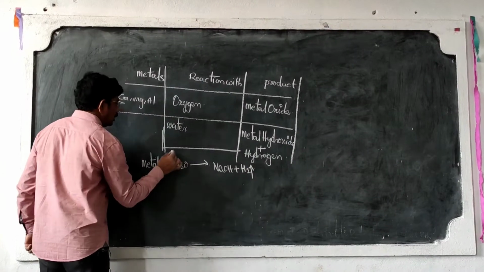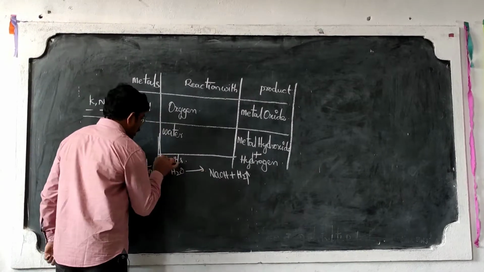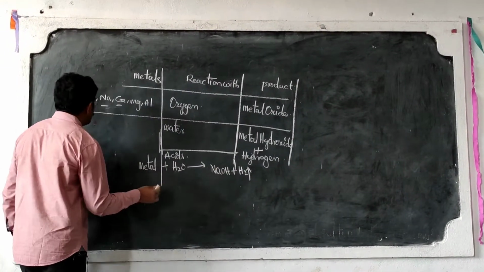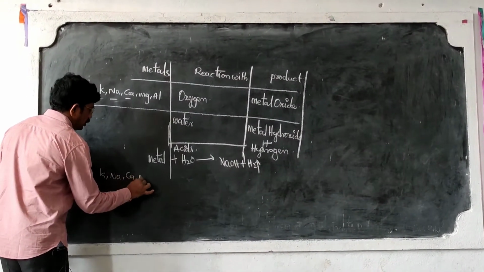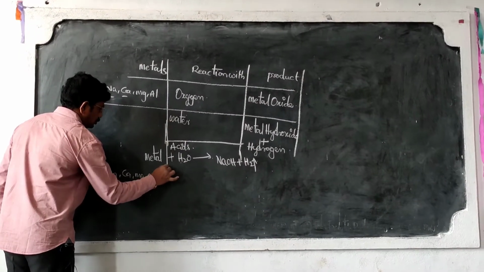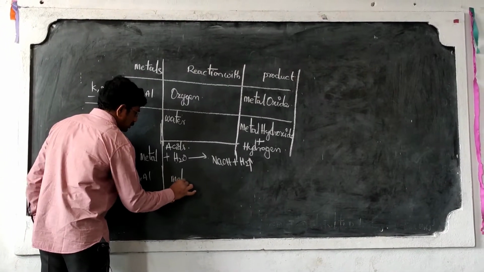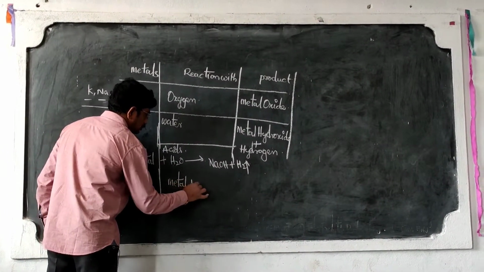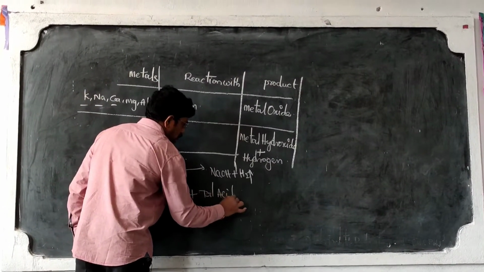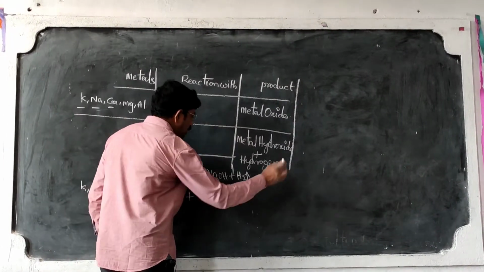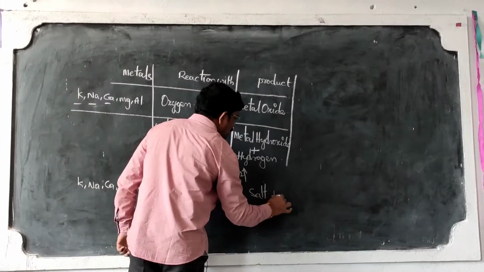Reaction with dilute acids. See this one. When they react with dilute acids, you take the case of same metals: potassium, sodium, calcium, magnesium, aluminum. They readily react with dilute acids. Metals plus dilute acids, what is the product formed? Salt, no, plus hydrogen.